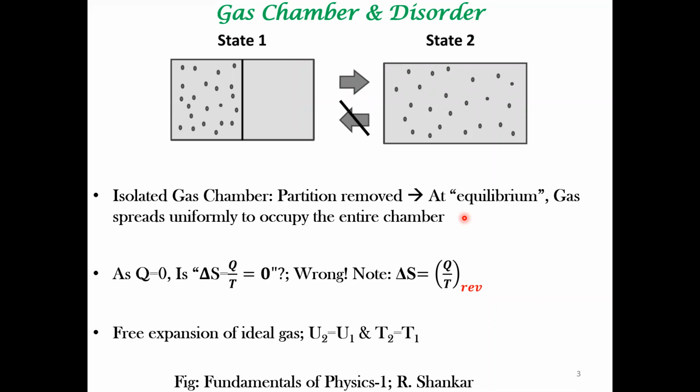So let's go about doing this. Let's note that this is an isolated system and it's a free expansion. Therefore, Q is 0. There is no heat transfer between this entire chamber and the environment. And there is free expansion, so the work is also 0. The work interaction is also 0. Therefore, the internal energy of this state is the same as the internal energy of this state. Therefore, the temperature of this state is also the temperature of this state.